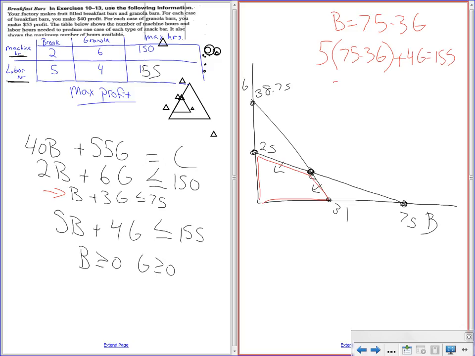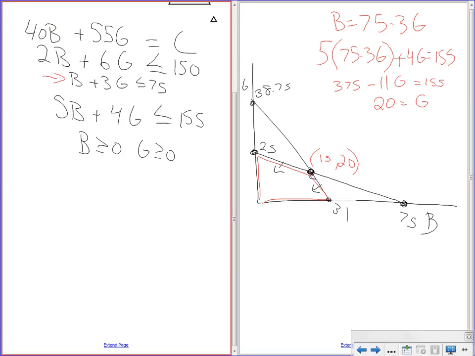Work everything out, you get 375 minus 11G is 155. Moving things around, you wind up with G equal to 20. So the intercept here is something comma 20. To solve for that something, substitute back in. 3 times 20 is 60. 75 minus 60 is 15. So there are my 4 ordered pairs to work with: 0, 0; 31, 0; 15, 20; and 0, 25. When you work all that out, I do believe you wind up with 15, 20 being your maximum.